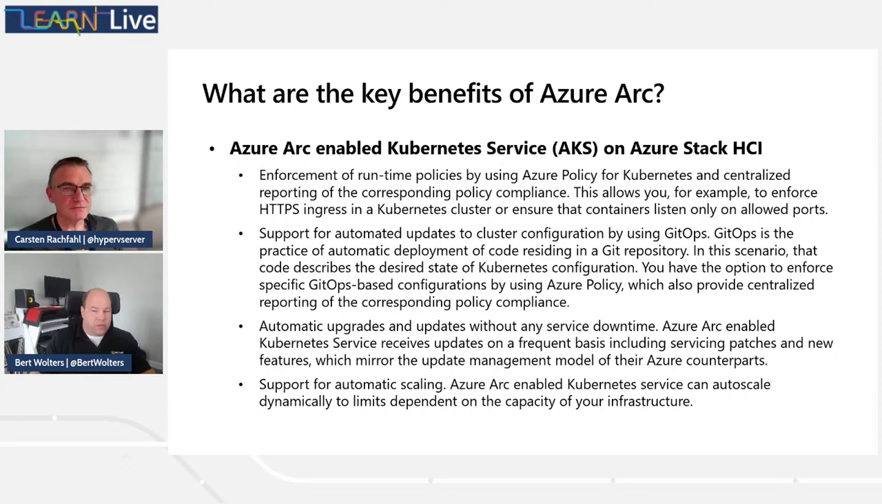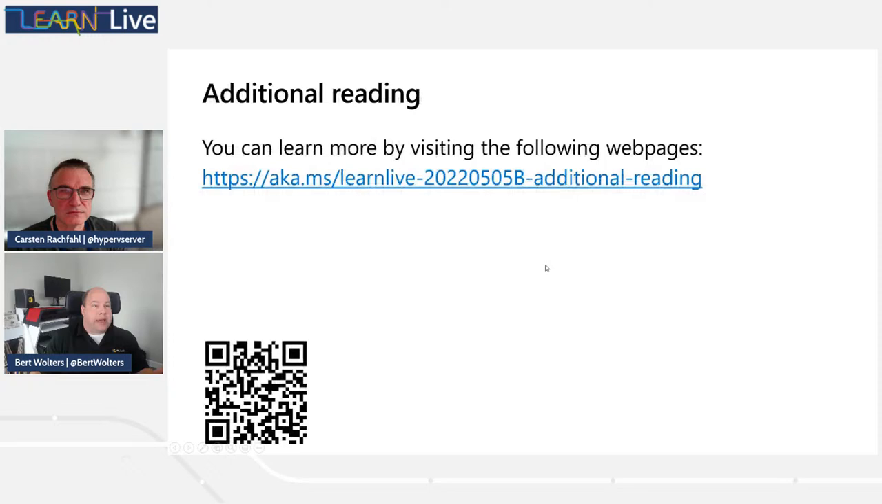Of course, again, these are all in the documentation. All of these services we can enable with Azure Arc. And don't forget to follow this additional reading link. Again, as Carsten explained in the beginning, that little square in the left down corner, that's a QR code, and you can use your new smartphone, Carsten, kudos, to enable more content there.